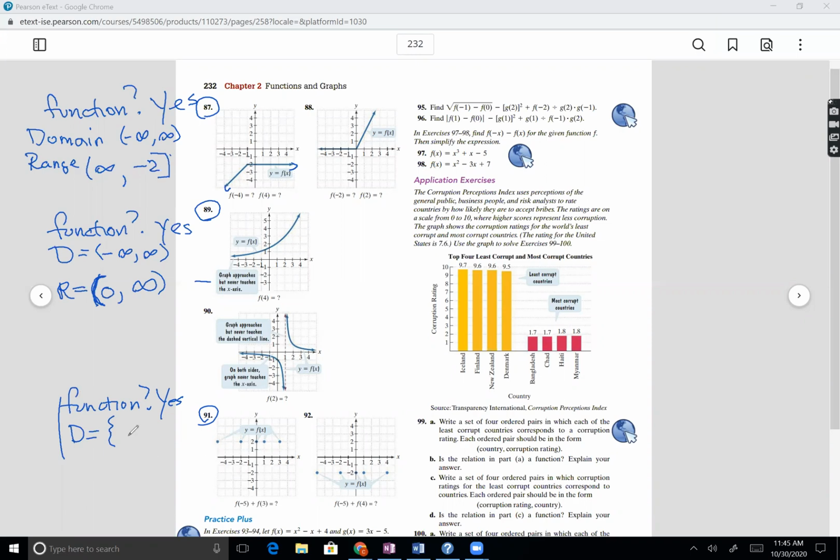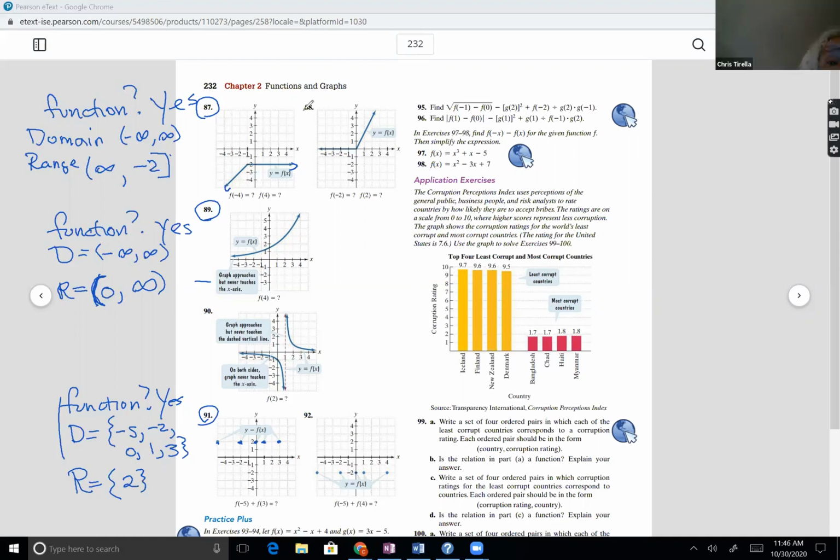This first one would be negative infinity to... I'm just looking at these single points. So don't I have an x value of -5, -2, 0, 1, and 3? And what's the range? What are the y values of those points? Don't they all have the same y value, which is 2? Oh yeah, they do.